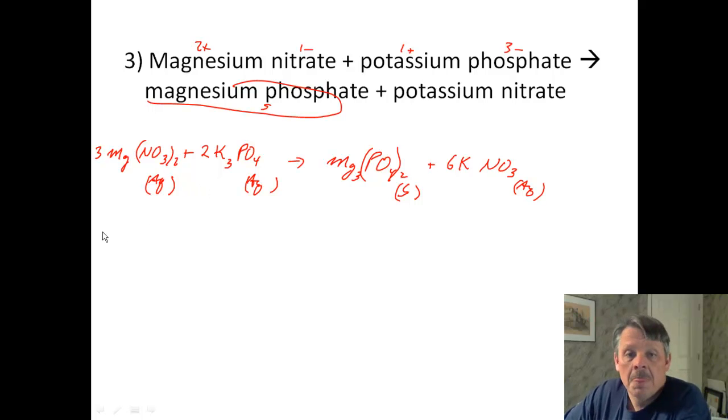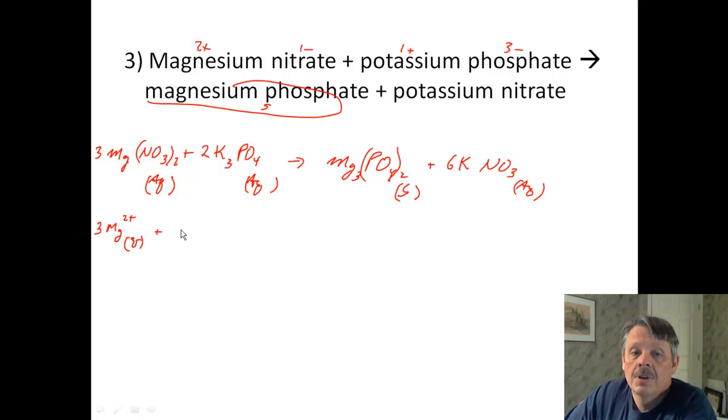Alright, so now what I do is I break everything up, and I say, well, I've got 3 magnesiums, and they all have a 2 plus charge, and they're aqueous. And I have 6 nitrate ions, and they're negatively charged, and they're aqueous. And I have 6 potassiums, and each one of those is positive, and they're all aqueous. And I have PO4s, which are phosphates, and I've got 2 of them, and they have a 3 minus charge, and they're all aqueous.